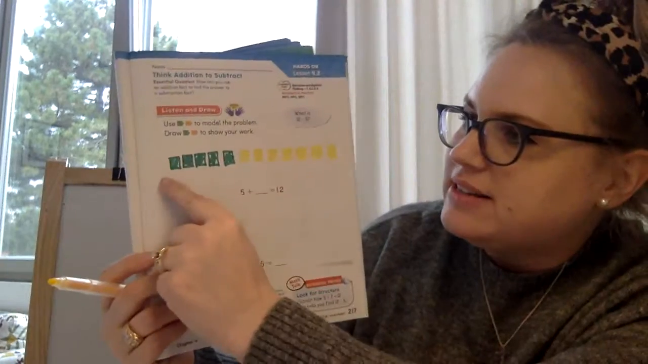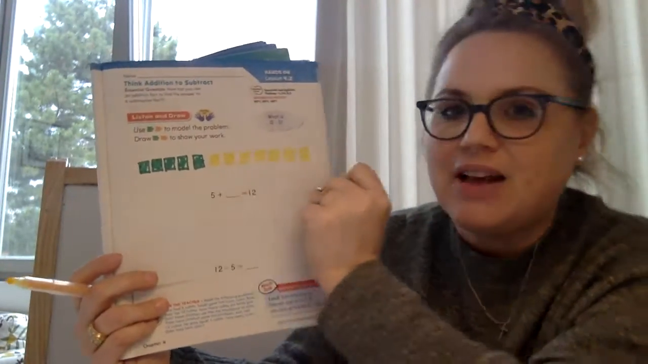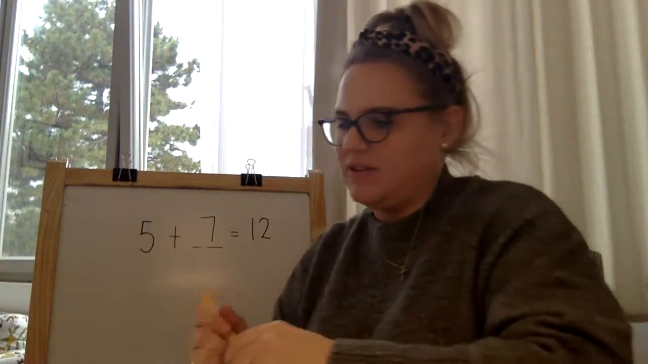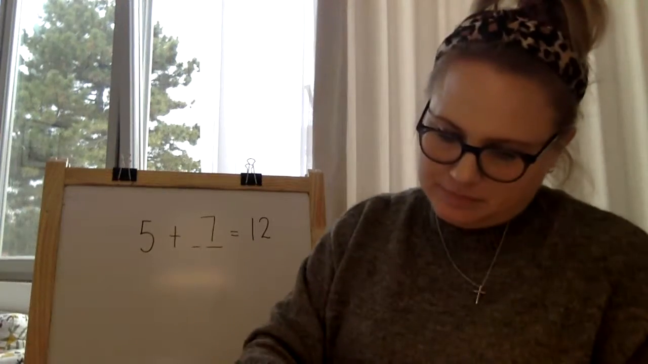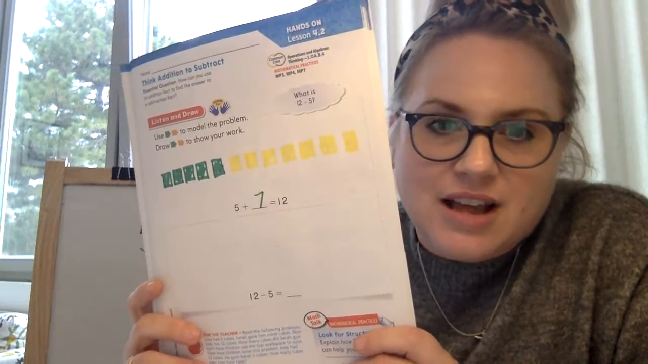Okay, so now I can see 5 plus 1, 2, 3, 4, 5, 6, 7. 5 plus 7 equals 12. And I can fill that in. Okay, so that was using addition to help me subtract.